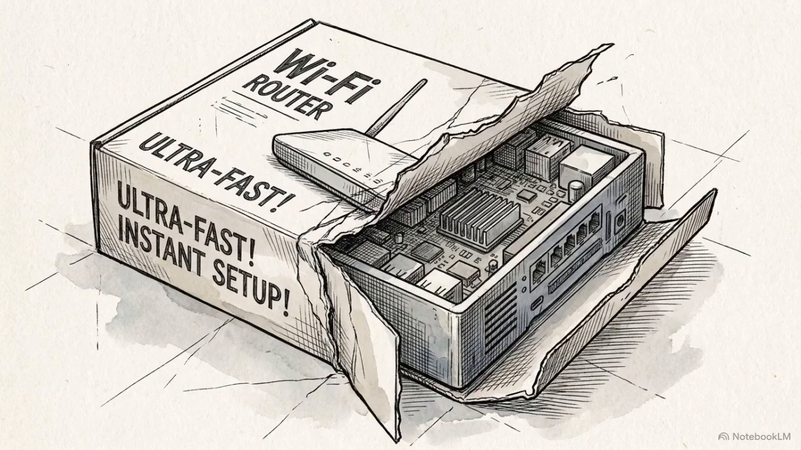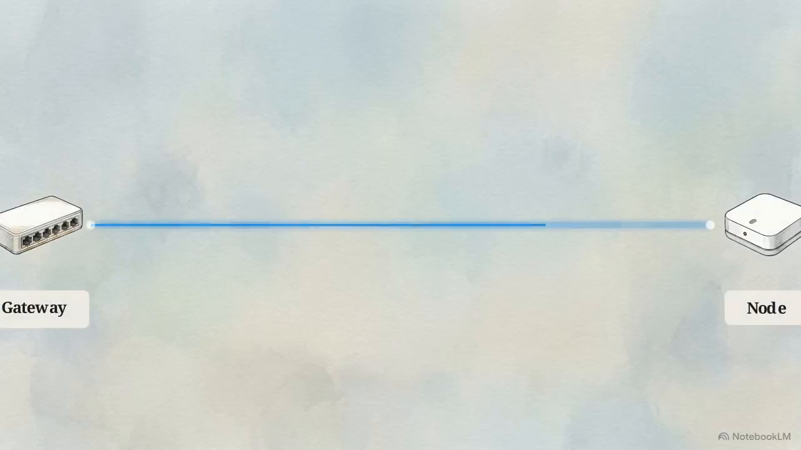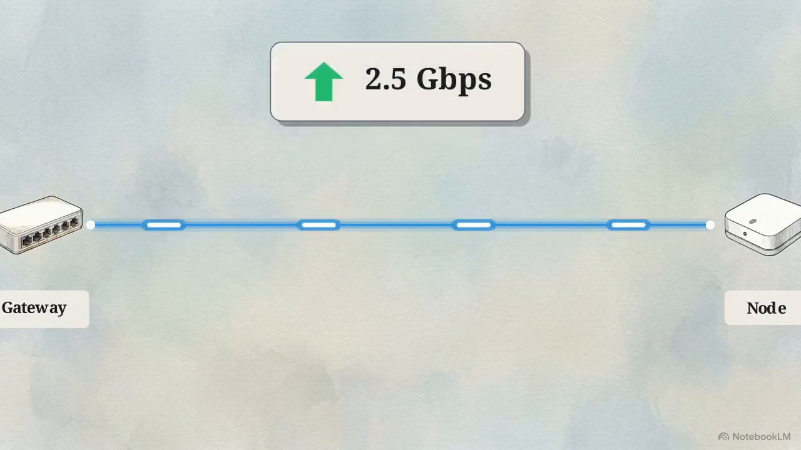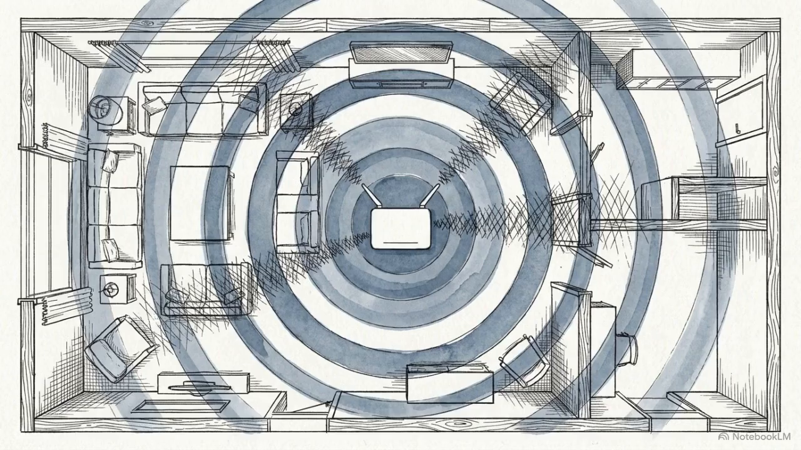Optimizing a mesh network requires stripping away the plug-and-play marketing and instead manipulating both the physical environment and the underlying logical parameters of the network. Mastering eero's architectural mechanics is the only reliable way to guarantee multi-gigabit throughput and sub-20 millisecond latency. The first step in building a stable mesh requires solving the physics of radio frequency, or RF, attenuation.